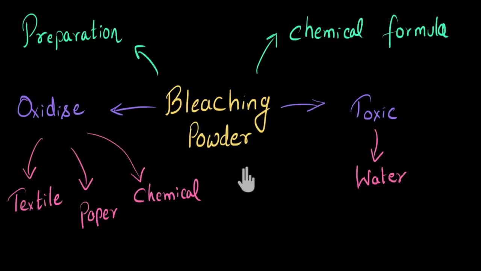In this video, we talked a lot about bleaching powder. We saw what is its chemical formula. We saw how to prepare it. And we also saw that it has two properties. One, that it can oxidize, and the other, that it is toxic. And based on these properties, it has got some uses. Based on oxidizing capacity, it is being used in chemical industries, paper industries, and in textile industries. I hope you remember how. And based on its toxic property, it is used to treat water. Now, I hope you recall all of these things, and if you don't, you can go back and watch the video again.